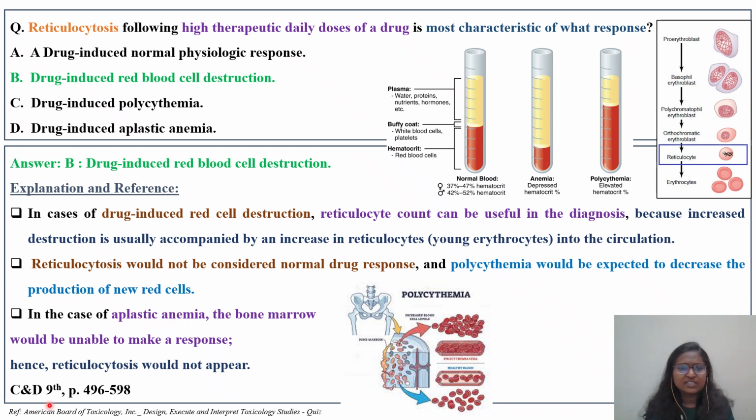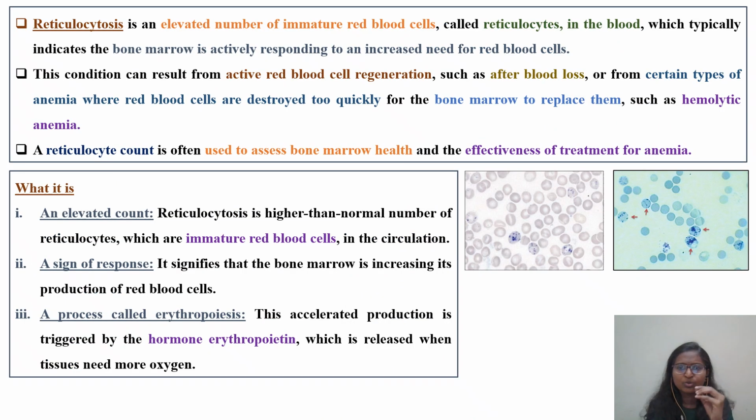If you want to read in more detail, please go back and check Casarett and Doull's 9th edition, pages 496 to 598. Mostly this is about blood toxicity. So let's go on.